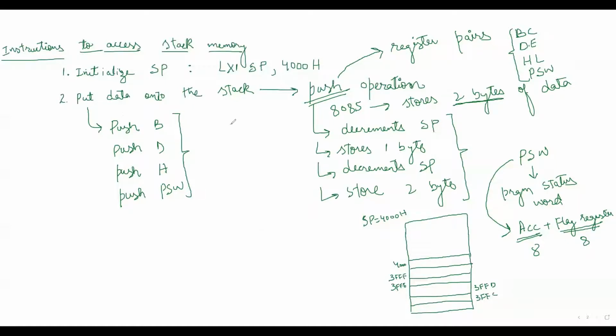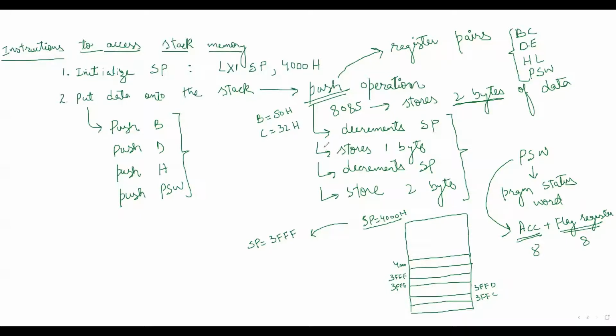Now I am doing push B. Let's suppose B register stores 50 in hexadecimal, and C register stores 32 in hexadecimal. So what is it doing? What I said that push operation is doing, it decrements stack pointer. What was stack pointer? It was 4000H. So it will decrement it. What will be the stack pointer now? Now stack pointer will be 3FFF.